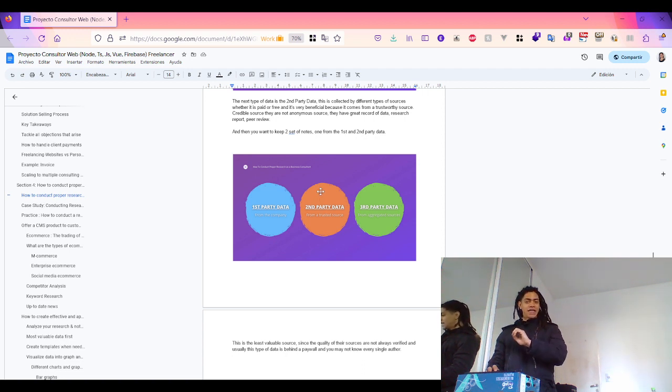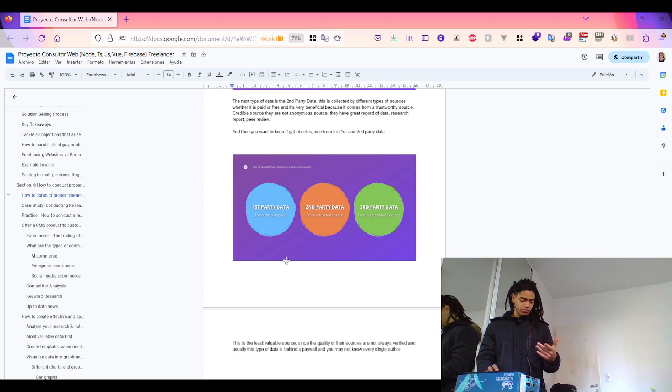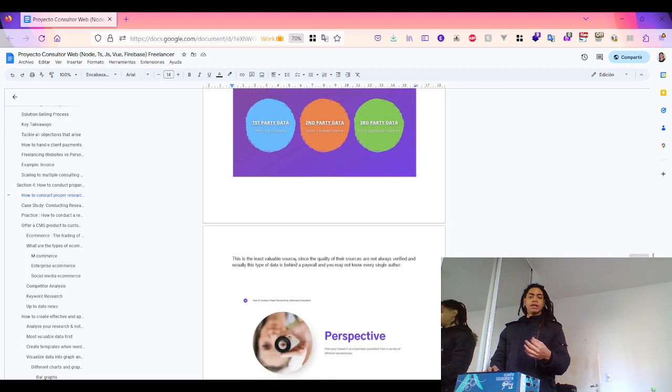They're not anonymous. They have a great record of research reports, peer review, and that kind of thing. And then the third-party data, where the quality of the data cannot be 100% verified, so you can check who the author really is, obfuscated, or perhaps it is behind some paywall as well.